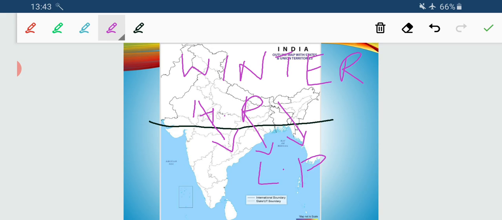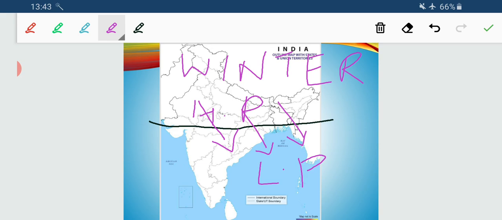So once again I am just repeating that the important latitude divides the country into two equal halves. The southern part is having a tropical climate, which has the characteristics of hot and humid, and the northern part is having the subtropical climate, which has the characteristics of cold, wet and dry climatic conditions. So this is related to the latitude.